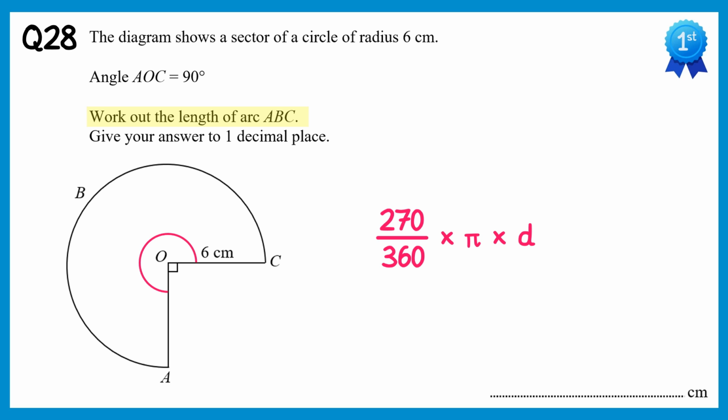We also need to know the diameter. Now the radius has been given in the question. From O to C there, you can see that's 6 centimeters. So the diameter will be double this, so double 6, which is 12. You can now just type this straight into your calculator, and you get this as your answer, rounded to one decimal place, like it asks in the question.